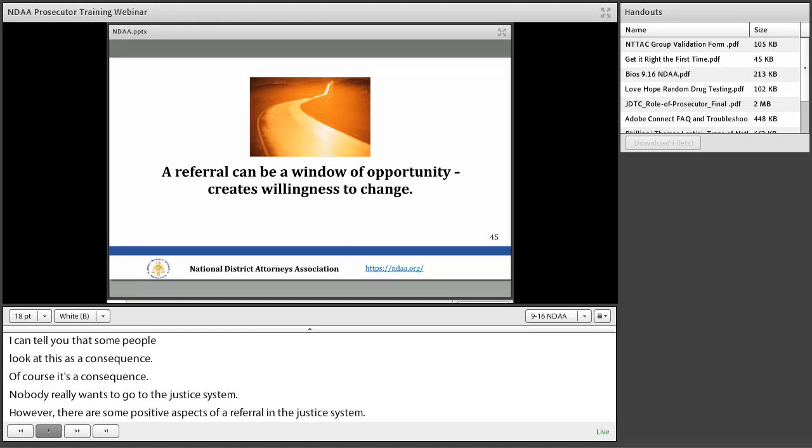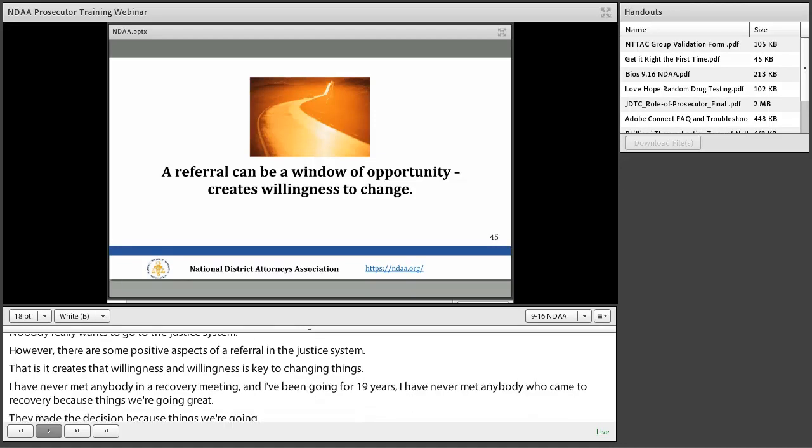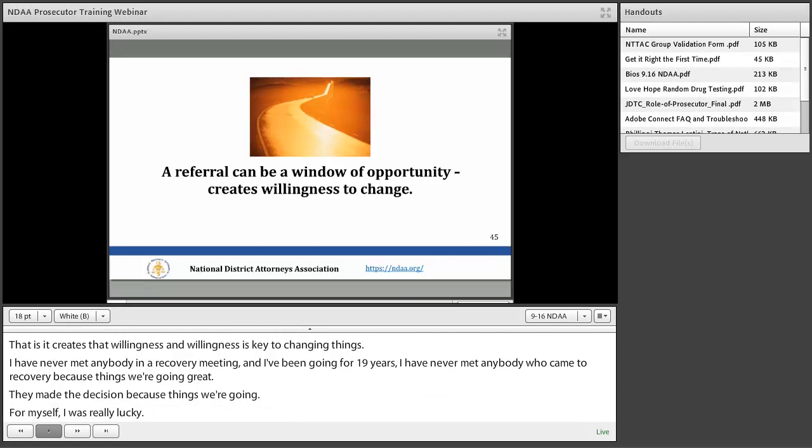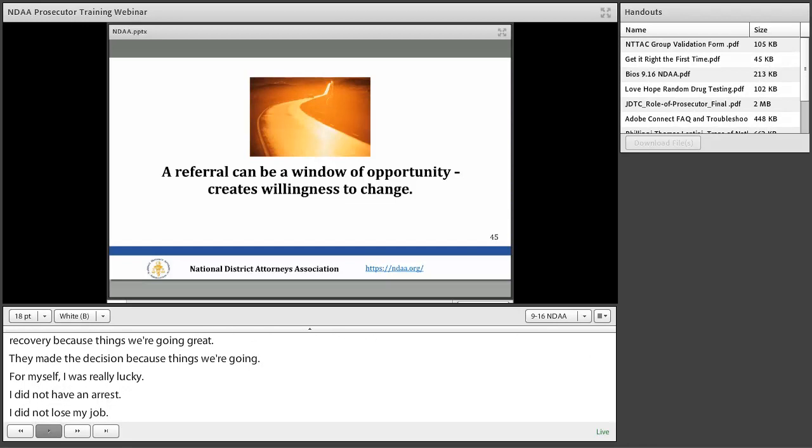I have never met anybody in a recovery meeting, and I've been going for 19 years, who came to recovery because things were going great. They made the decision because things were going wrong. For myself, I was really lucky. I did not have an arrest. I didn't lose my job. In fact, I had gotten a promotion. I made a point of the fact that I didn't have a DWI. That justified my drinking for some time, but then I realized, well, I didn't have a car in New York, so that excuse was really lame.